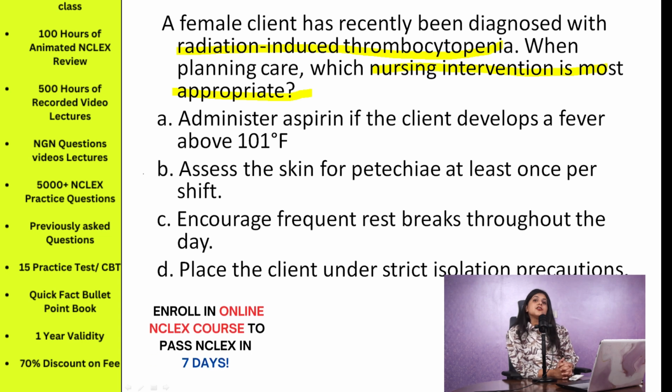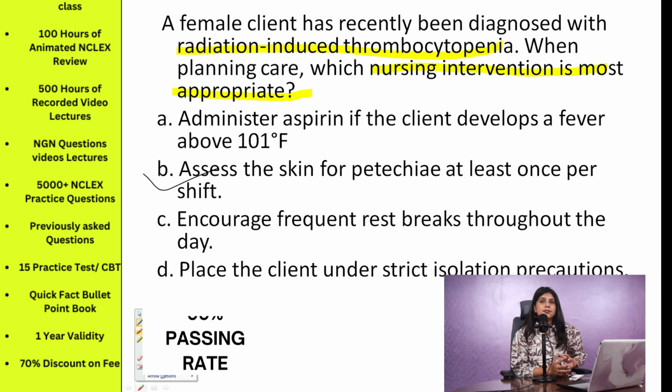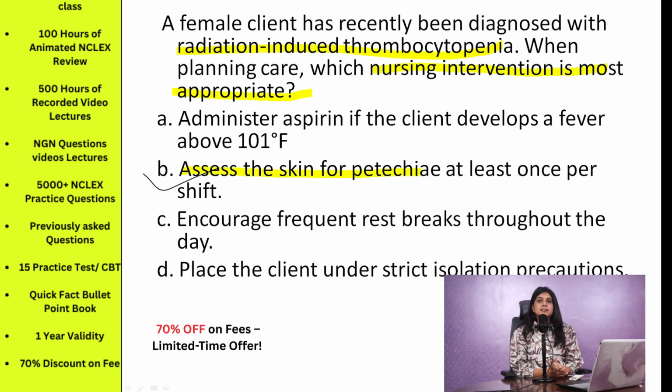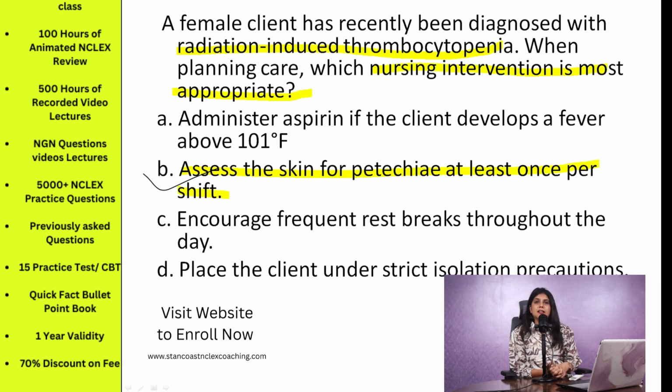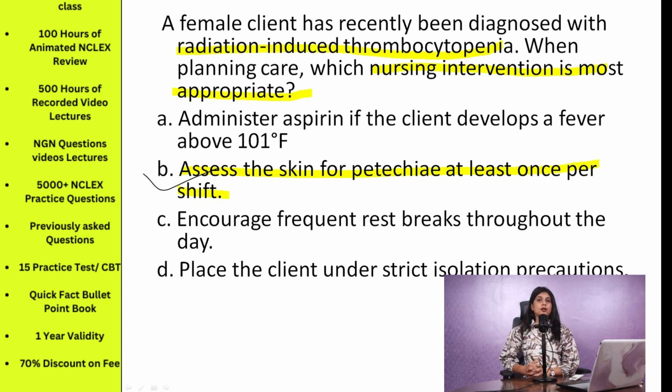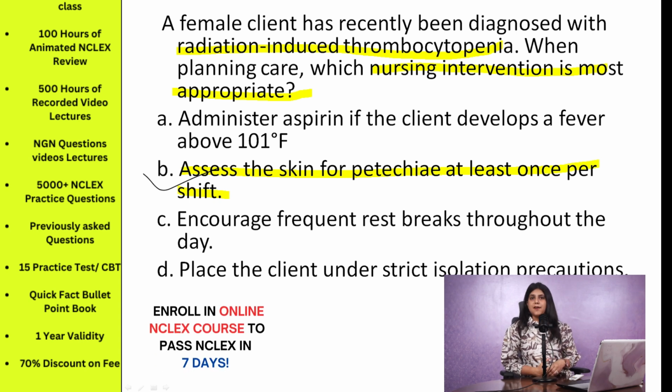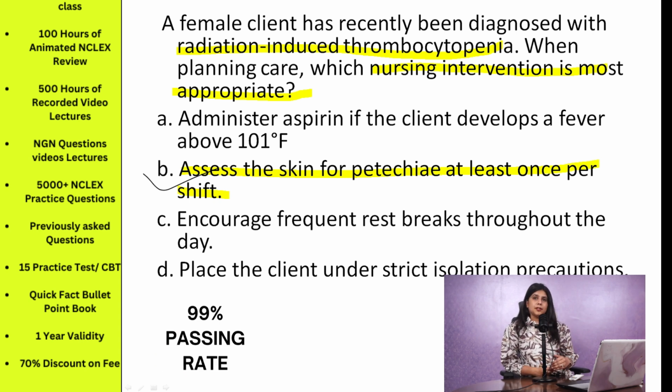Answer B. Rationale. Thrombocytopenia leads to impaired blood clotting, increasing the risk of bleeding. The nurse should regularly inspect the skin for petechiae, purpura, epistaxis, and gum bleeding. Aspirin is contraindicated as it can further impair clotting. Frequent rest periods are necessary for anemia, not thrombocytopenia. Isolation is only required for clients with highly contagious infections, not for thrombocytopenia.